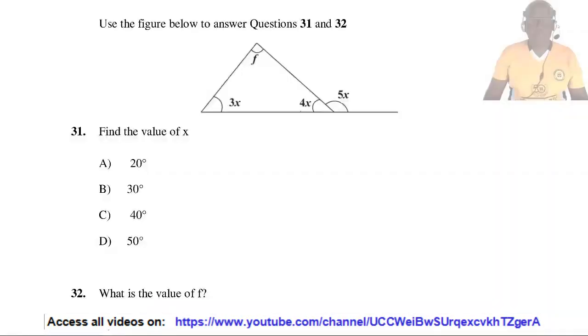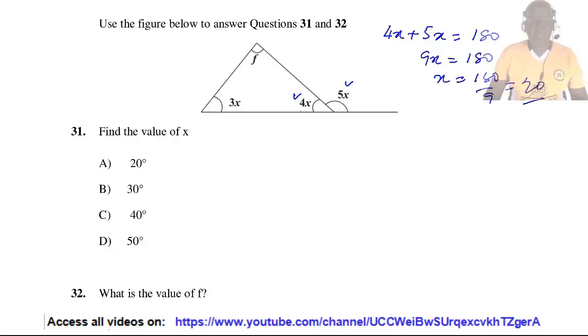Use the figure below to answer questions 31 and 32. Question 31. Find the value of S. From the diagram, 4S plus 5S equals 180 degrees. This is because the sum of angles on a straight line is 180 degrees. So 9S equals 180. So S equals 180 divided by 9, which equals 20. So the answer is A.